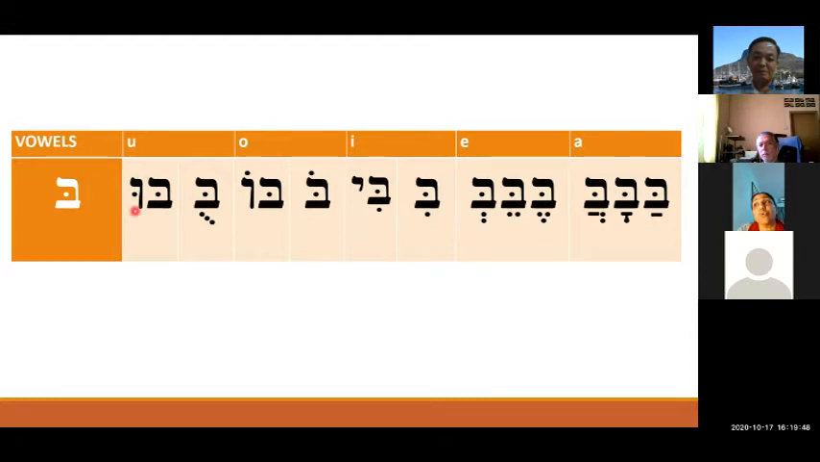Bet with the shuruk. Boo. The shorter one is boo, and the other one is boo with the shuruk. How would you write the shuruk? With the vav and the dot in the middle. All right, very good. You all are doing very well.